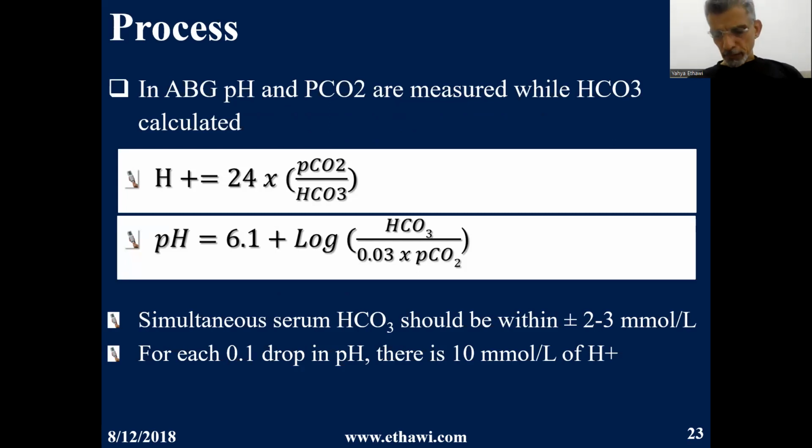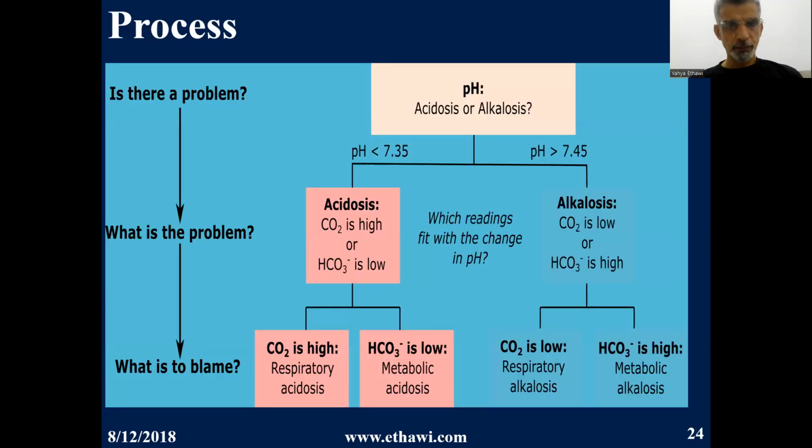And remember, in arterial blood gas, the pH and PCO2 are measured while the bicarb is calculated. Now, because the bicarb is calculated, if you measure it in the serum at the same time, the difference between the calculated and measured should be not more than 2 to 3. So, is there a problem?